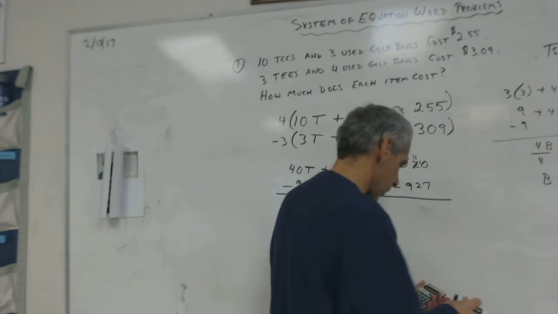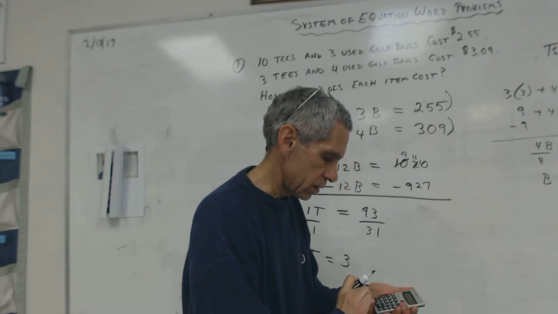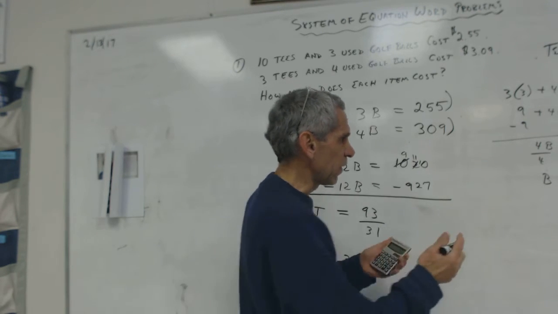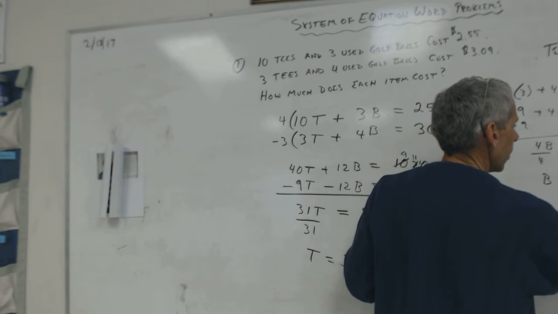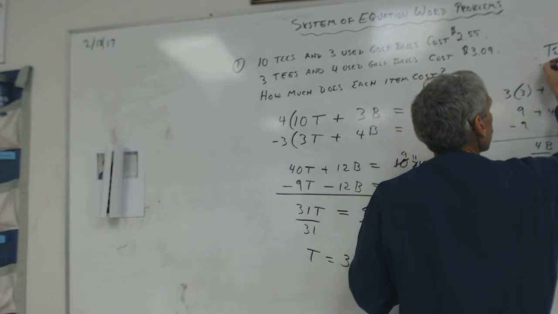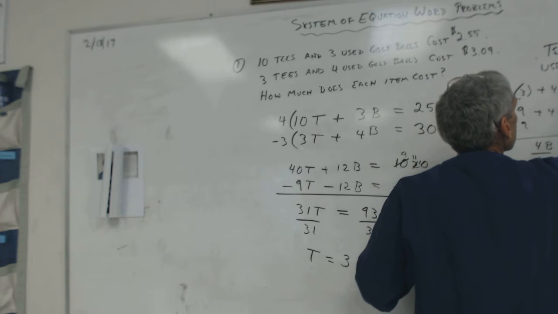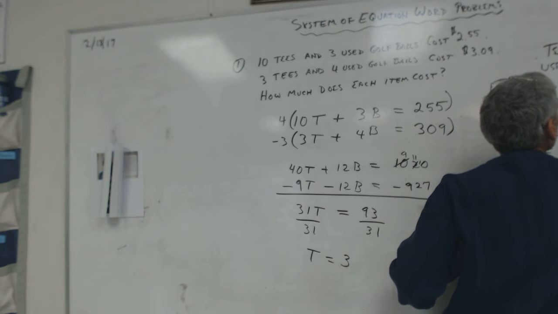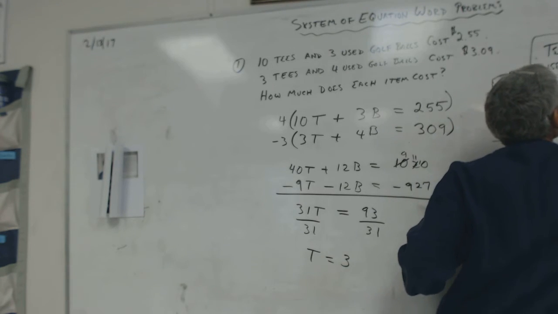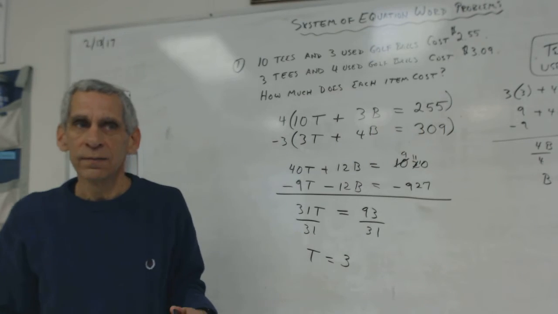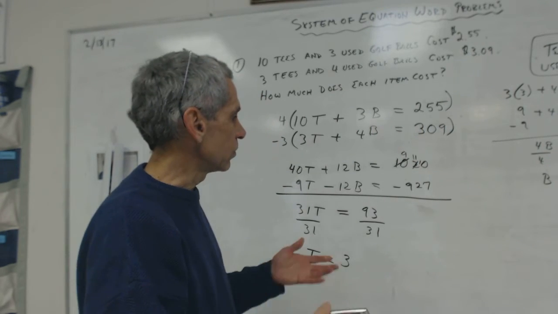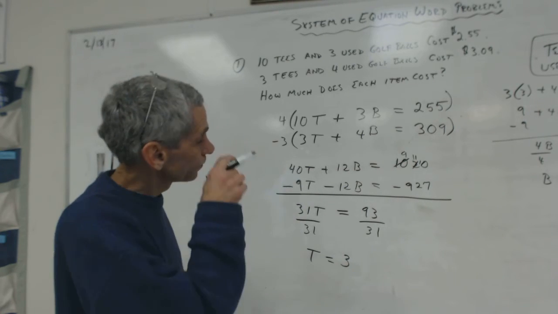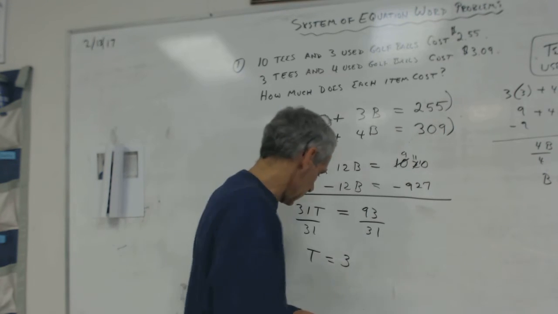So 300 divided by 4 is equal to 75. So the golf balls cost 75 cents. So used golf balls cost 75 cents. Right? Does that make sense? You see how easy these are? They're not that bad. You just have to use a calculator or something for some of it. You don't have to, but you can. But basically, that is it.